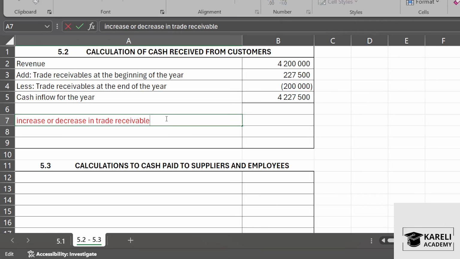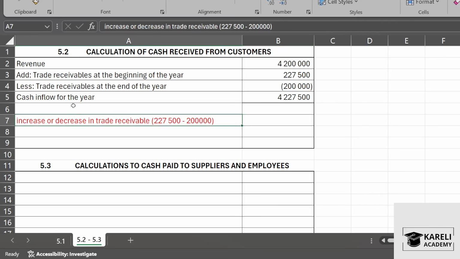Meaning, for you to get full marks, you must indicate in bracket 227,500 minus 200,000. And the answer that you get will come this side. There's an increase. Remember, if you use increase or decrease, you don't write these two. We see that? Yes.